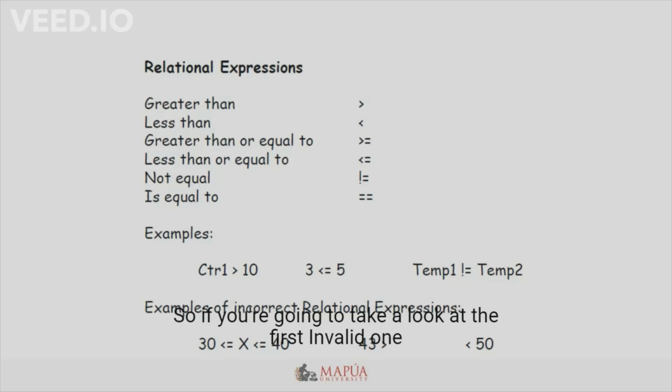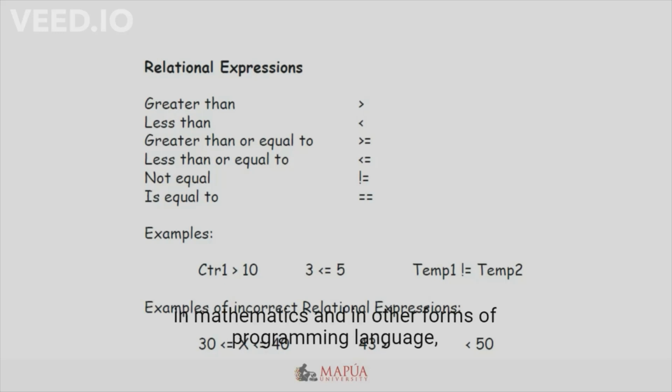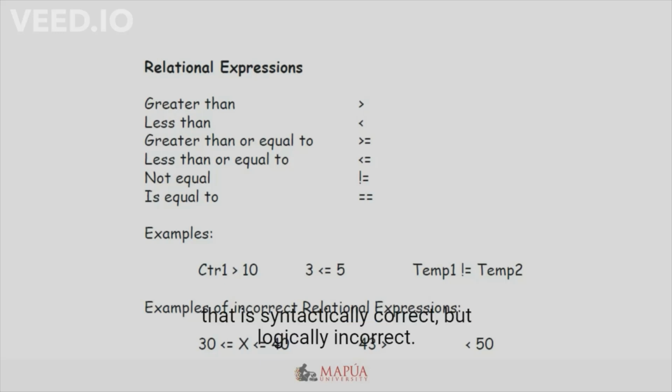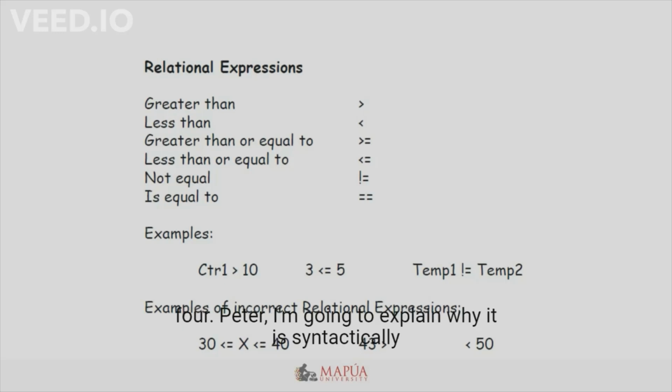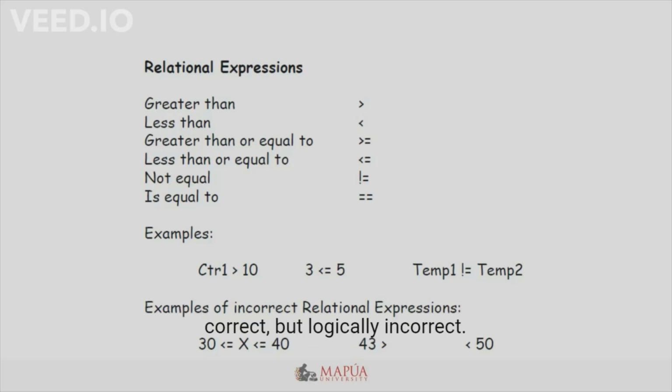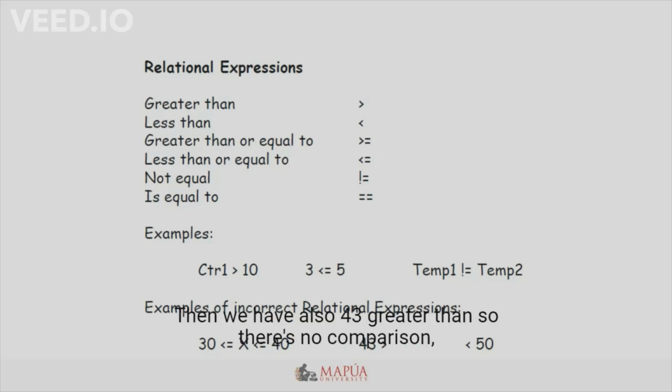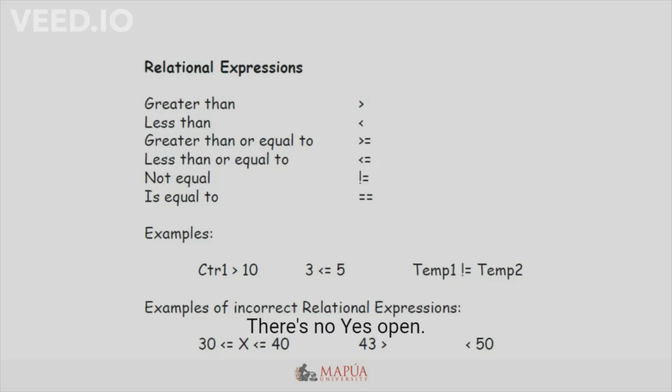If you take a look at the first invalid one, in mathematics and in other forms of programming languages, that is syntactically correct but logically incorrect: 30 is less than or equal to x and less than or equal to 40. Later on I'm going to explain why it is syntactically correct but logically incorrect. Then we also have 43 greater than, so there's no comparison, there's no right operand. Even the next one, there's no left operand.